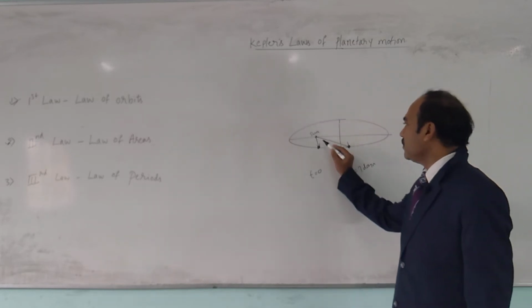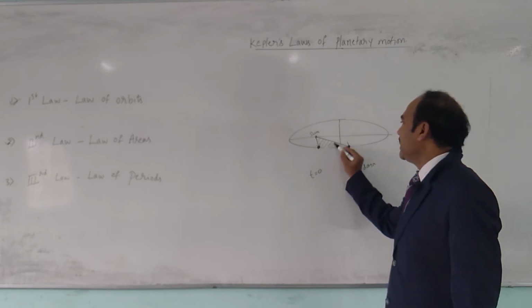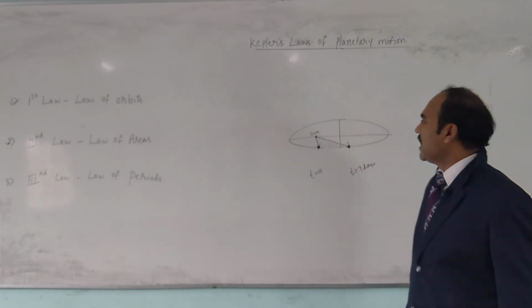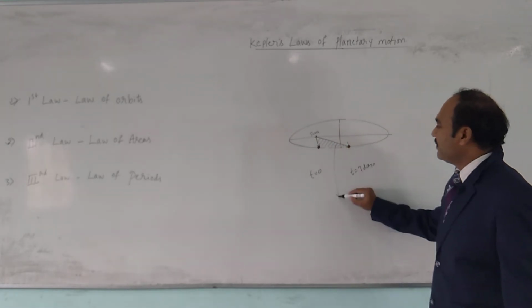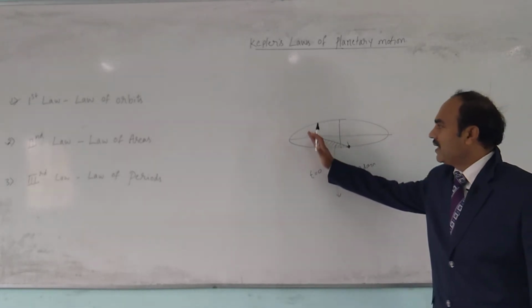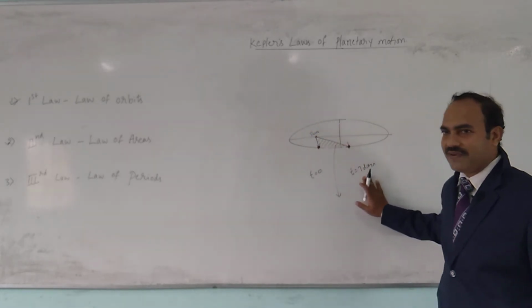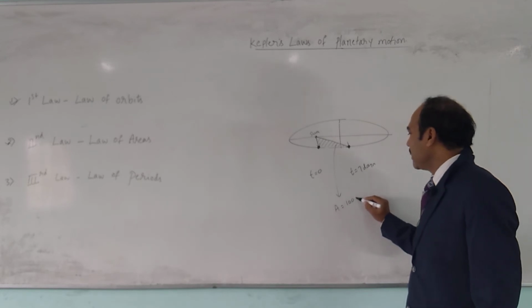Now the planet moves over the orbit. This shaded area indicates the area swept out by the radius vector. Now this area is a physical quantity. Let us calculate the area swept by the radius vector in the span of 7 days. Let the area happen to be 100 units, some number, 100 units.